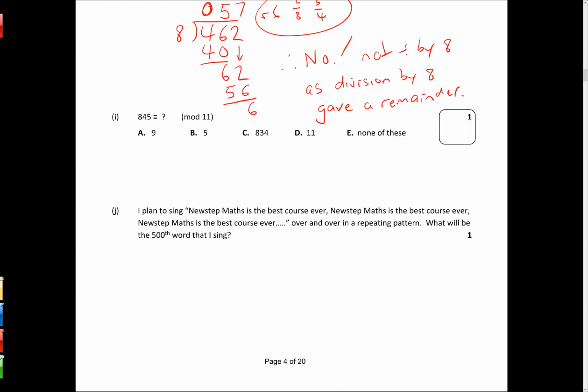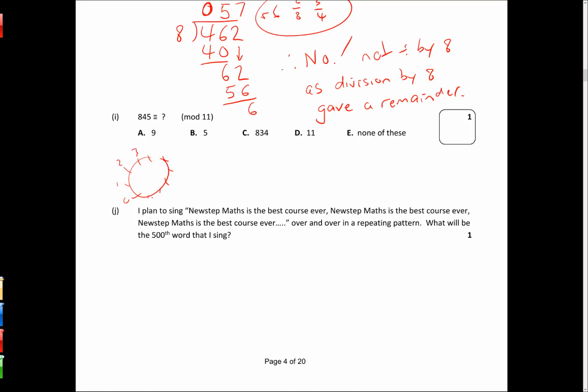845 is equal to what in mod 11? In other words, I've got like a clock with 11 things on it. 1, 2, 3, 4, 5, 6, 7, 8, 9, 10, 11. Just pretend that's 11. And it says, if I go around it 845 times, where will I end up? So I'm starting on 0, 1, 2, 3, blah, blah, blah. Where will I end up? In other words, every rotation of 11 just takes me back to the beginning. I don't want to do this manually.